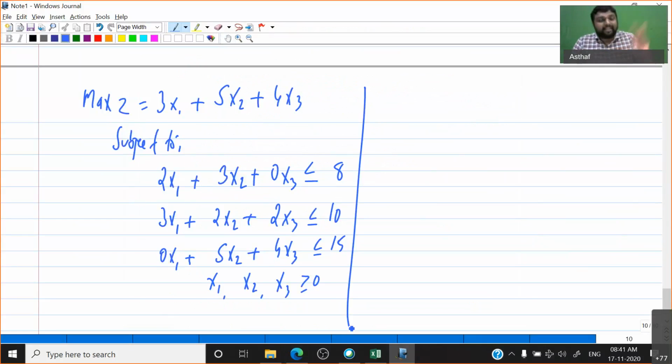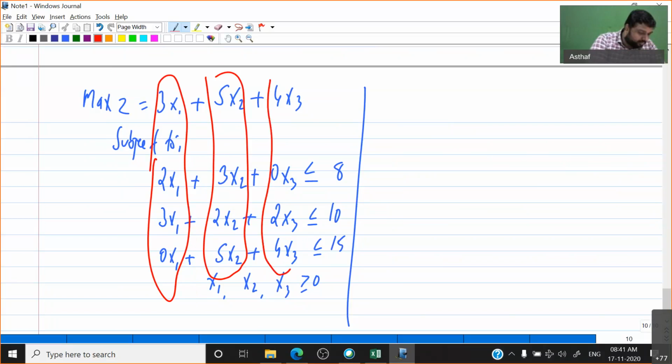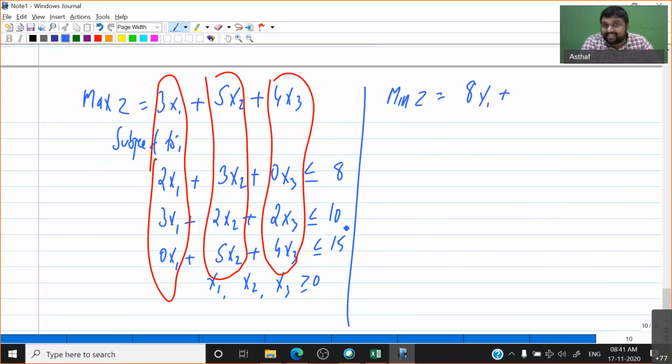So what does dual mean? Just the opposite. So what we have to do now, we will go the vertical way. Whatever is here will come opposite. You have maximization here, it will come as minimization of Z. Already x1 we have used, so we will use y. Taking 8, 10, 15: 8y1 plus, what is next? 10y2 plus, next, 15y3. So just the opposite.